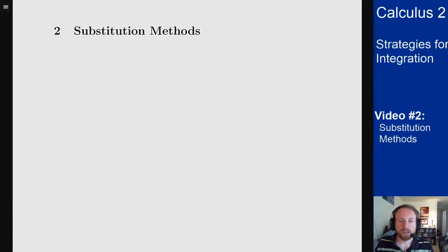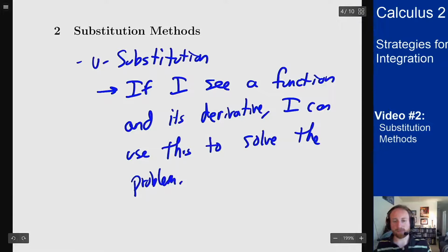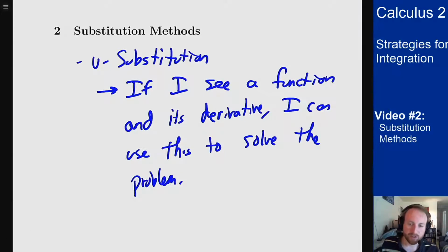In this video, we'll talk about our next technique for integration, which is substitution methods. So this is our general substitution type method, where if I have a function and its derivative, I can then use a u substitution to give me a way to find the antiderivative. And this is sort of the big thing you're aiming for with these sorts of problems. You're going to see a function and its derivative.